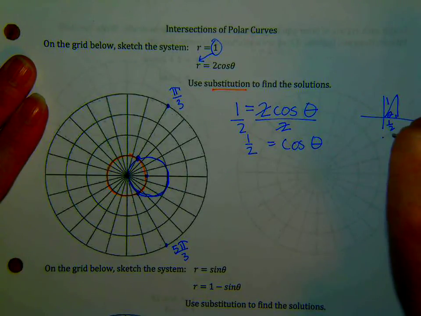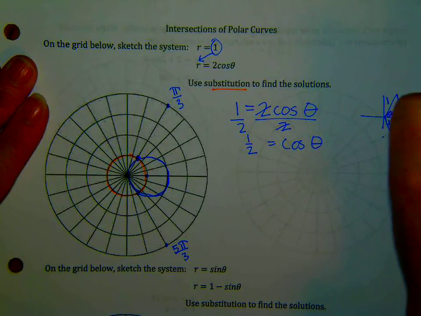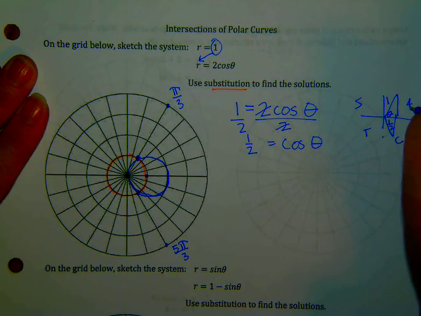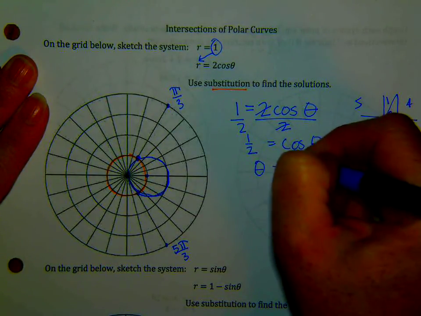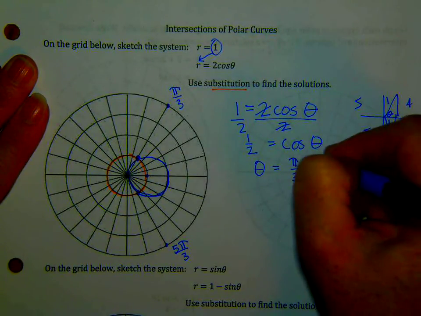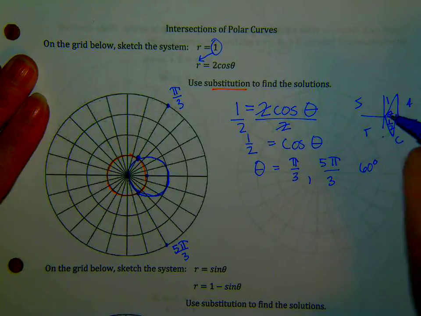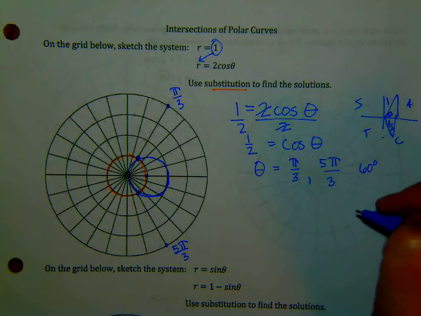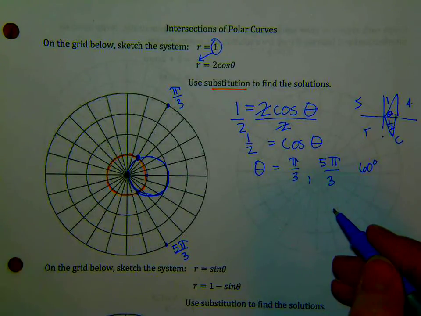Remember, there are always two values where the cosine is positive 1/2, and that would be, okay, All Students Take Calculus. When is cosine positive? In the first and the fourth quadrant. So theta is pi over 3, 60 degrees, and 5 pi over 3. And where is 60 degrees from the horizontal? Pi over 3, 5 pi over 3.